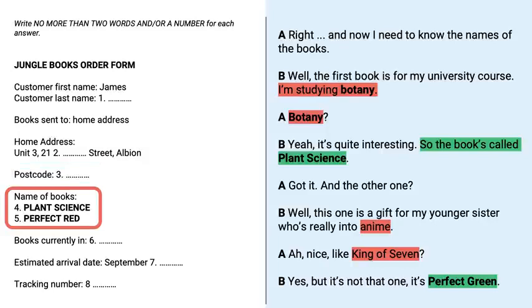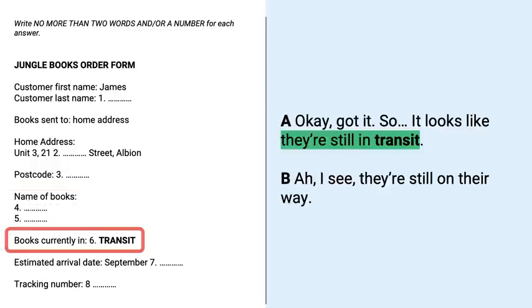I'm studying botany. Botany, that's not the right answer. The book's called Plant Science. And number five, look at these distractors. Anime, King of Seven, both of those are wrong. And especially King of Seven, because that's 3 words and you have a 2-word maximum word count. The answer here is Perfect Green.